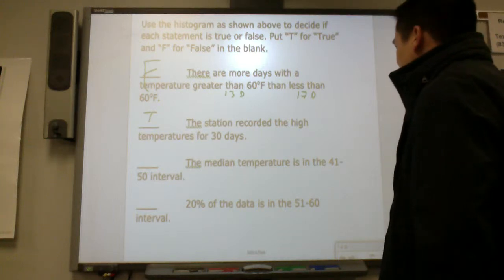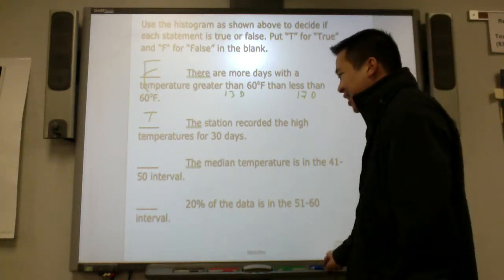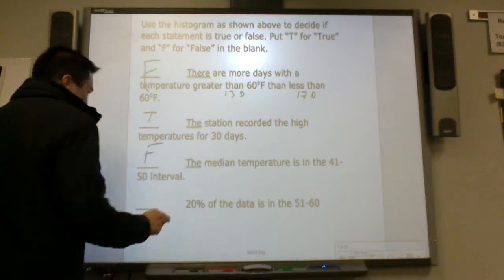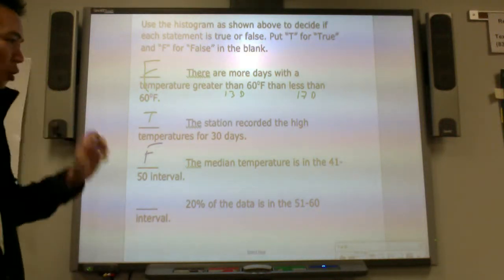The median temperature is in the 41 to 50. No, it is not. False. It is in the 51. So no, that is not correct.